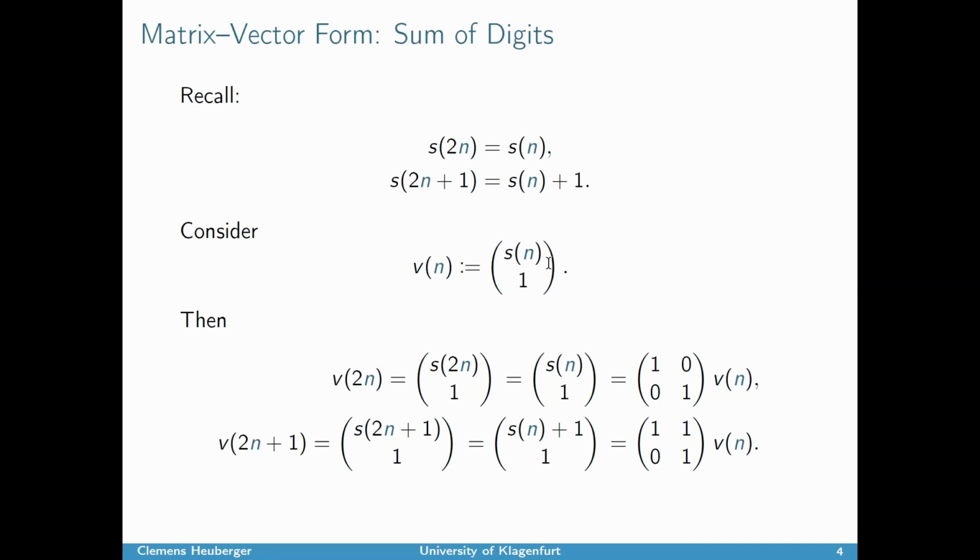And as a sneak preview, a regular sequence will be a sequence which is the first component of a vector valued sequence where I can write such recurrences. v of 2n and v of 2n plus 1 equal a matrix times v of n, and the matrix depends on the residue class.